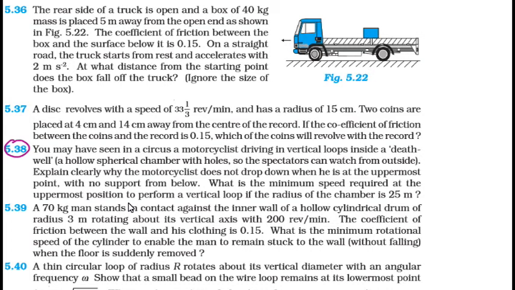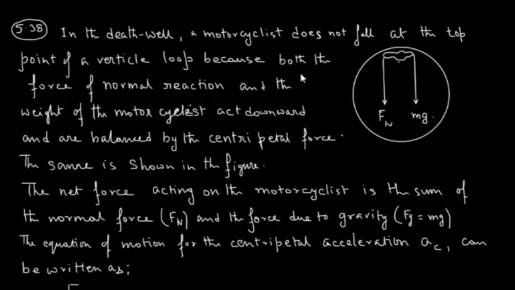Let us see the solution. 5.38. In a death well, a motorcyclist does not fall at the top point of a vertical loop because both the force of normal reaction and the weight of the motorcyclist act downward and are balanced by the centripetal force. The same is shown in the figure. The net force acting on the motorcyclist is the sum of the normal force Fn and the force due to gravity Fg is equal to mg.